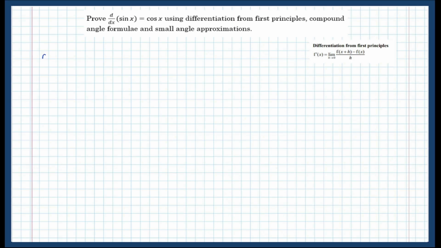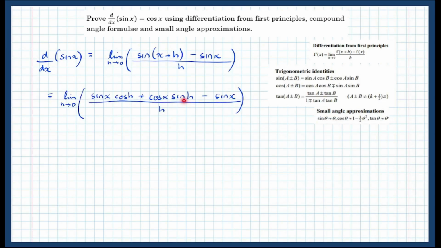But I'll continue. So the differential of sine x equals the limit as h approaches 0 of, plugging it into the formula, sine of x plus h minus sine of x, all divided by h. So now I can see that we need to use the compound angle formulae. So let's refresh our memories, put the formula sheet up at the side, and there they are there.